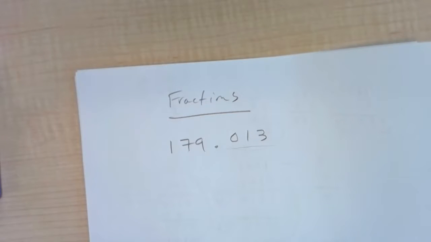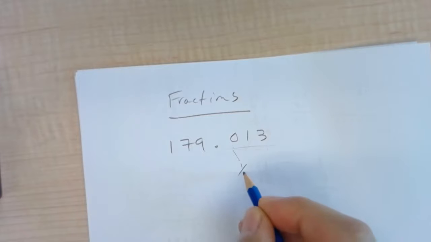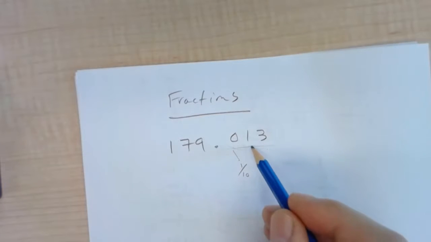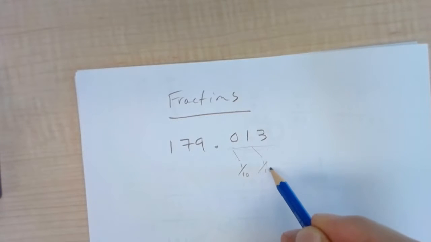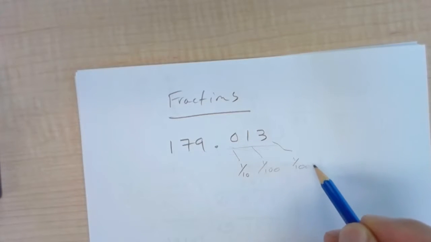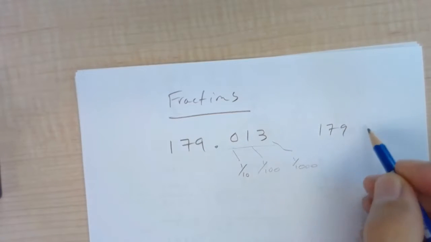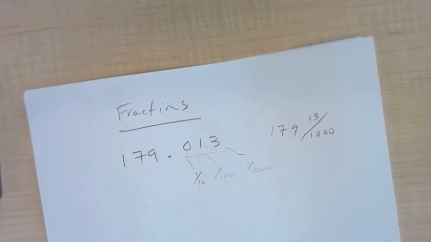13 thousandths? So this is tenth, hundredth, thousandth, right? So we say that this piece here is the tenths column. This one here is the hundredths column. And this one here is the thousandths column. And we say this is 179 and 13 thousandths. That's what that number means.